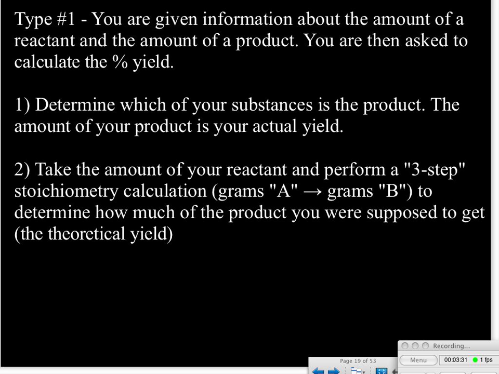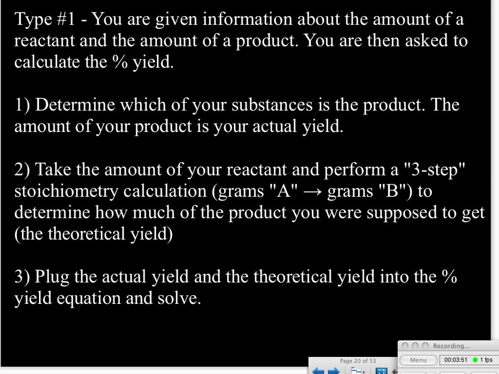If you're not sure how to do what I call the standard three-step stoichiometry calculation, go back and look at my video. Stoichiometry Part 2 talks about how to get from grams of substance A to grams of substance B. Finally, at this point, you will have your actual yield number, you'll have your theoretical yield number, you'll be able to plug those into the percent yield equation and solve for the percent yield. In a minute, I will go through an example of each of the two types of problems. And so if you wait a few minutes, you'll see a worked out example of this.